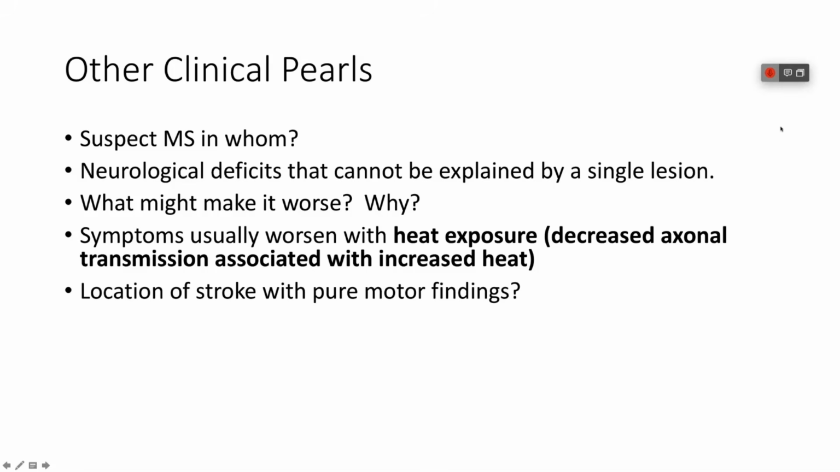Bridget, what would be the location of a stroke with pure motor findings? Where would it have to be so that it only affected the motor tracts and didn't affect any sensory tracts? Just the motor tract. Probably in the motor cortex. Motor cortex. So I guess that's true. But what kind of stroke would that have to be? Not a good one. Okay, fair. But I mean, what kind? Are we talking like an MCA stroke? Or what kind of stroke would that have to be?